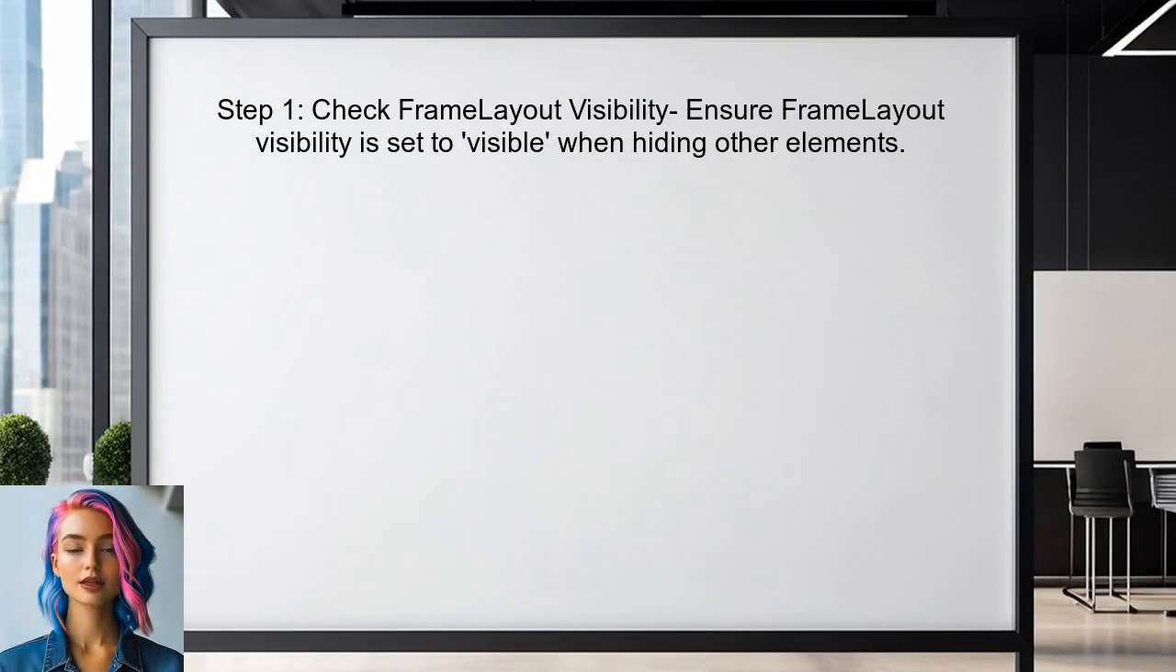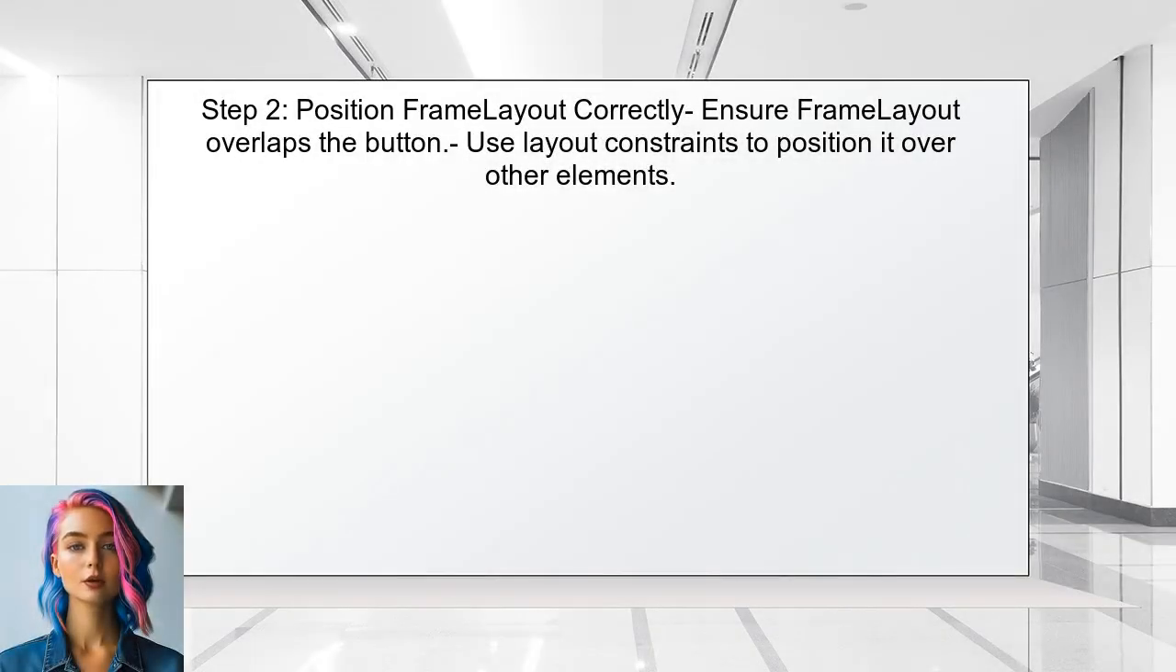To address the issue with the frame layout not hiding the button, the user should first check the visibility settings of the frame layout. It should be set to visible when the user wants to hide other elements. Next, the user should ensure that the frame layout is positioned correctly in the layout. It should overlap the button to effectively hide it when visible.